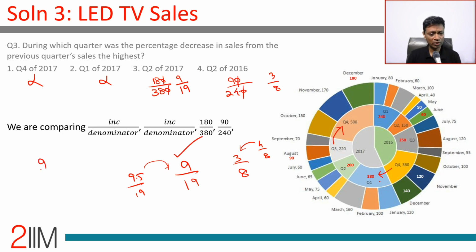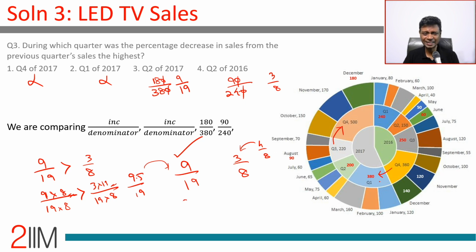The textbook way of comparing 9 by 19 and 3 by 8: the LCM would be 19 into 8. This is 9 into 8. This is 3 into 19. Or we are comparing 72 and 57. 72 is greater than 57. This is greater than this. That's a textbook way of comparing. But you can anchor both of these around half. Both are less than half. This is only slightly less than half.